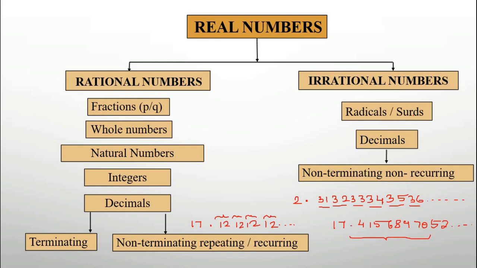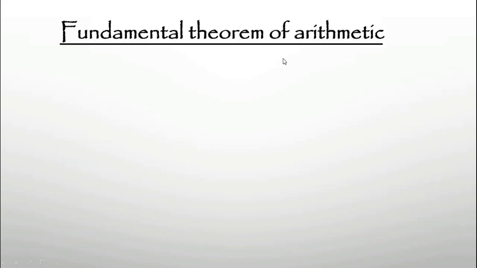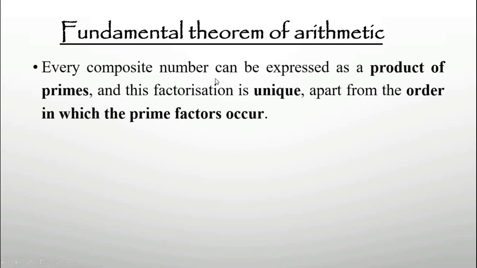Now let us move on to the next part of this topic, that is the fundamental theorem of arithmetic. The fundamental theorem of arithmetic states that every composite number can be expressed as a product of primes, and this factorization is unique apart from the order in which the prime factors occur. Now let us understand this statement by using some examples.